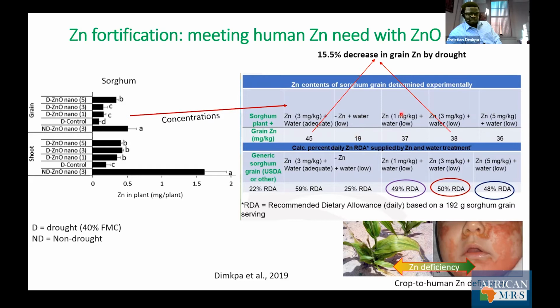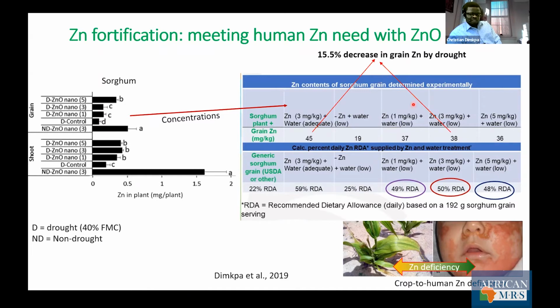When you have no water, you have zinc at 1, 3, and 5 ppm. You have between 36 and 38 ppm of zinc in the grain. So comparing this scenario, where you have water and 3 ppm zinc, with no water and 3 ppm zinc, you have a 15% reduction caused by drought. So keep that in mind, that drought can reduce the quality of your plants in terms of the nutrient content.